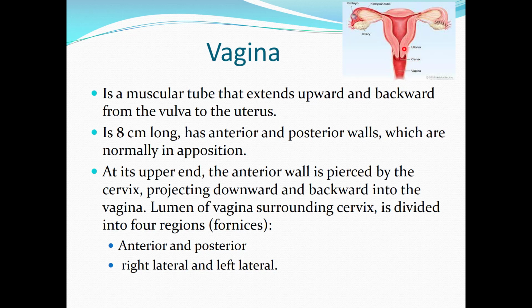See here in this diagram, the anterior wall is pierced by the cervix, which is projecting downwards and backwards into the vagina. The lumen of the vagina surrounding the cervix is divided into 4 fornices or 4 regions. These are anterior fornix, posterior fornix, right lateral fornix, and the left lateral fornix. So there are 4 fornices: anterior and posterior, right lateral and left lateral.